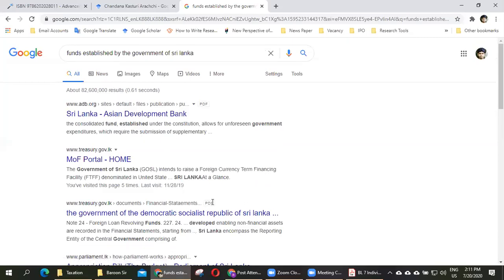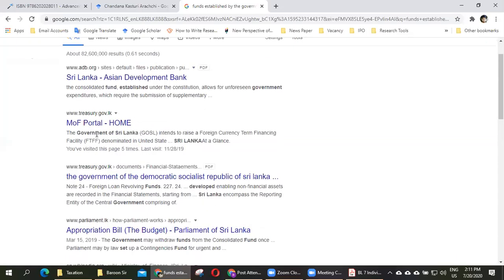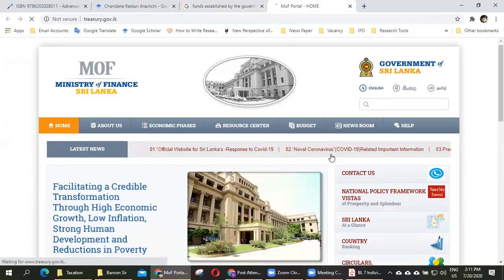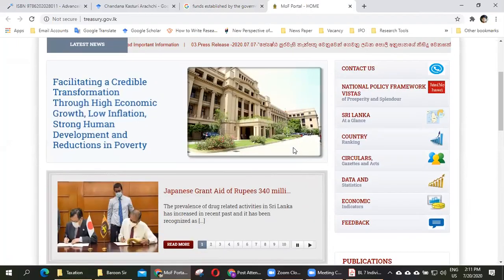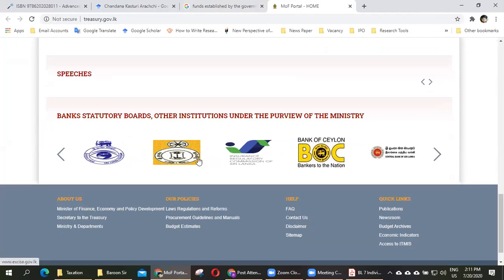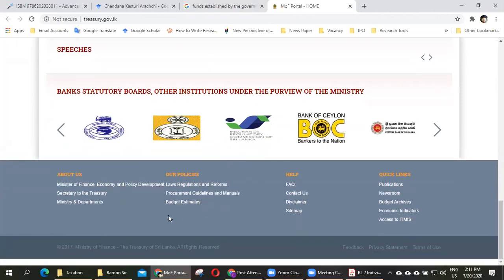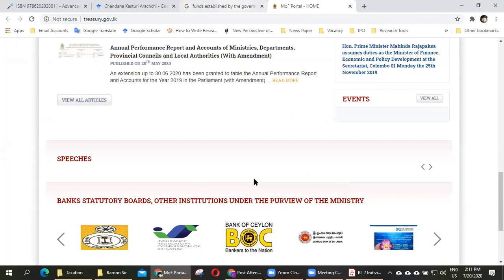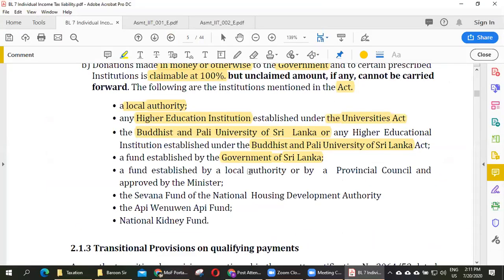So you can find a lot of funds. But you can find the details later on, right, if you want more. And the fund established by the local authority or provincial council, which should be approved by the minister. The minister means the Minister of Finance. Some Pradesh Sabha can establish a fund, right?